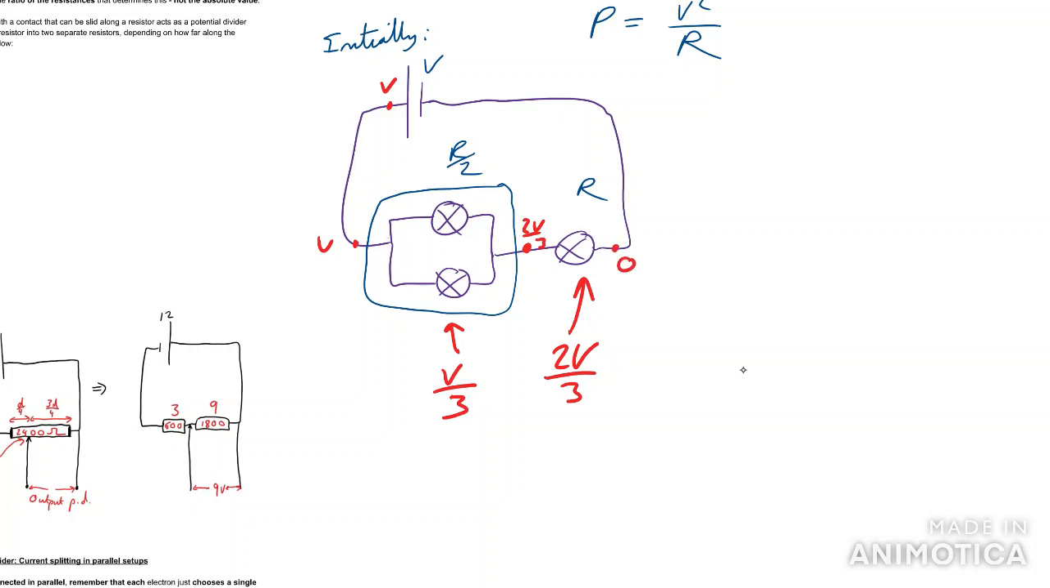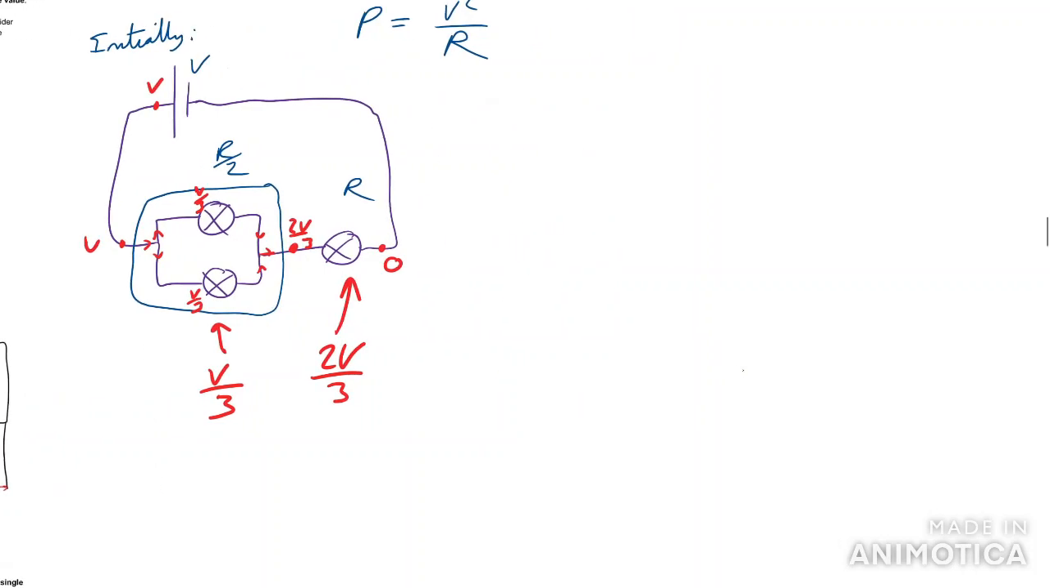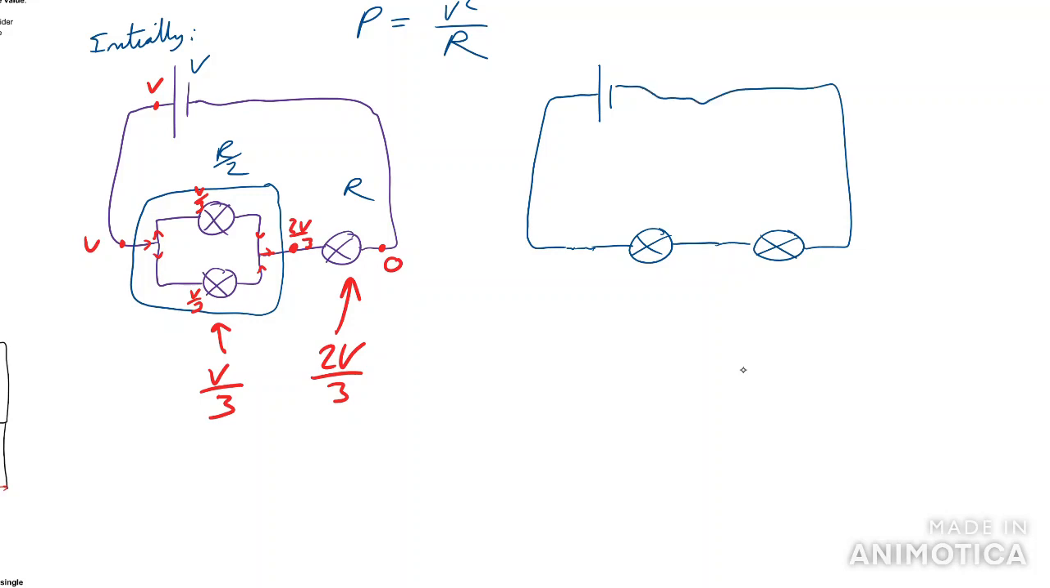At this point, the electron goes in and chooses what path it wants to go down, but it doesn't matter which path, because it's going to have spent V over 3 on this one and V over 3 on this one. So that's the setup. But if we break one of the bulbs, what happens? We've now effectively just got this circuit, where one of the bulbs is broken. So now we've got this new circuit, and this one's R, this one's R, so they both must get V over 2.